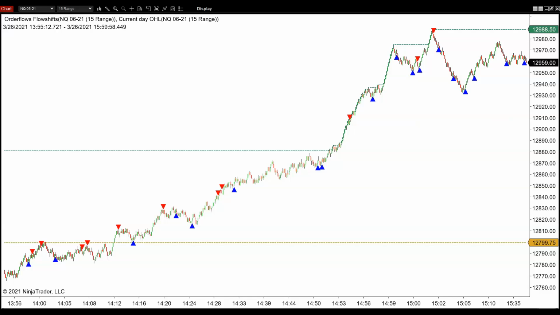RB asks, Markers Plus requires doubling the calculations on the chart as it internally creates a duplicate indicator. With Flowshifts and Markers running together, any sense on how many charts is a reasonable limit before Ninja starts to complain? I don't know the answer to that. I haven't experienced that issue, and that's something you should ask Pablo.